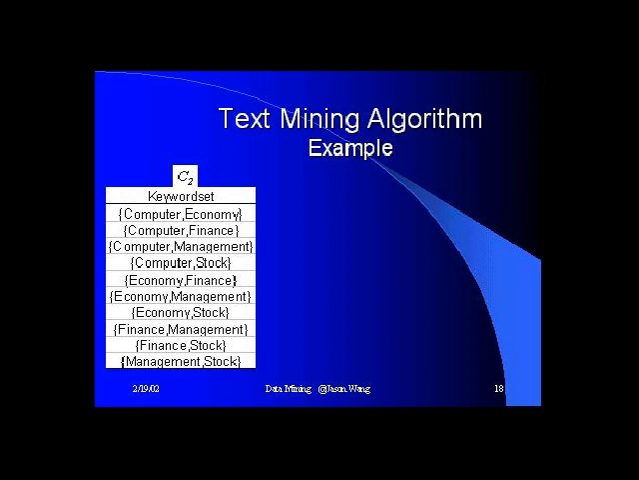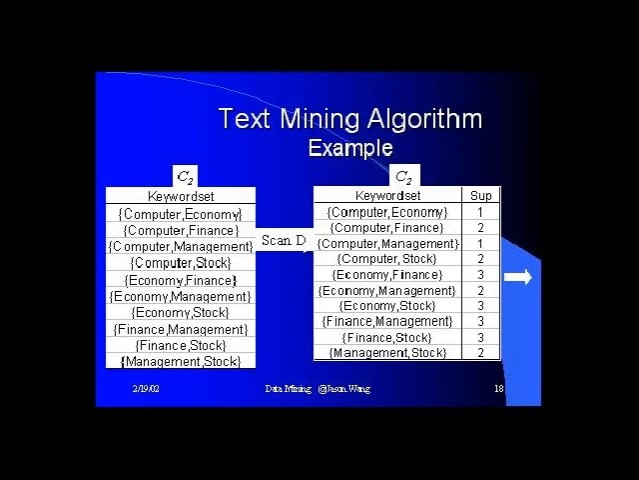That's the definition. After you get this, you have to scan the database once to find the support values for these 2 keyword sets. So these are the support values. And then you erase those 2 keyword sets whose support values are less than 2. So I erase this one, I erase this one, because they are not promising anymore based on the Apriori principle. And then you have these promising 2 keyword sets.